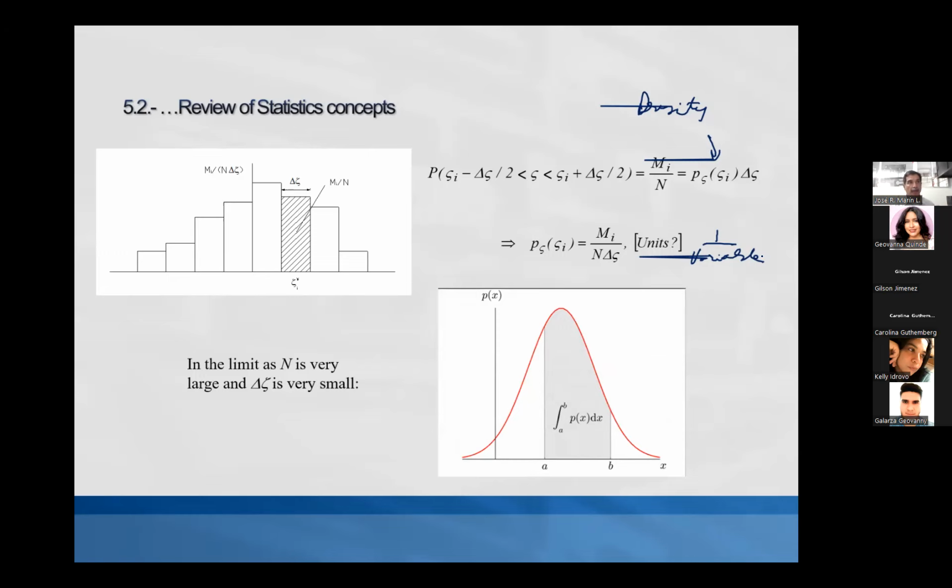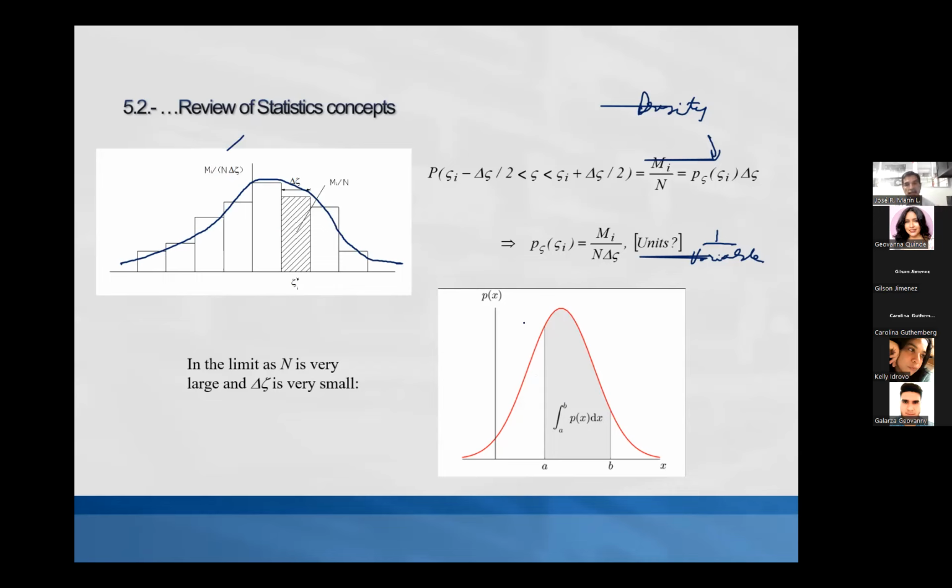Okay, and we can take many of these time registers, so we can get delta zeta to be very small. And in that case, instead of this thing, we are going to have in the limit a continuous curve. That's what we see here.